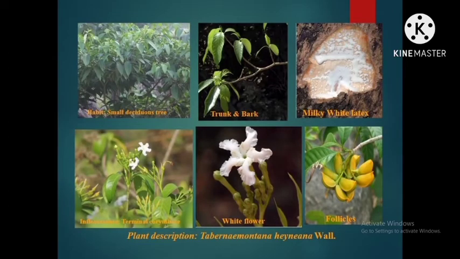Coming to the plant which I have taken for my study, this is Tabernaemontana heyneana Wall., which belongs to the family Apocynaceae. The plant is a small deciduous tree which bears milky white latex. The flowers are white in color and it bears fruits called follicles.